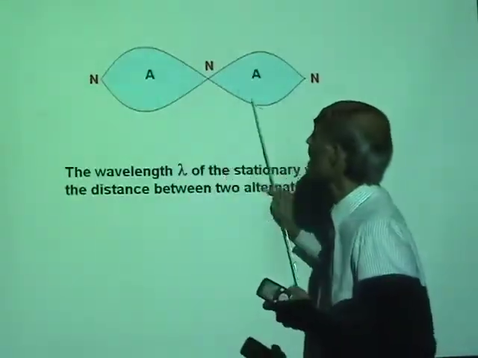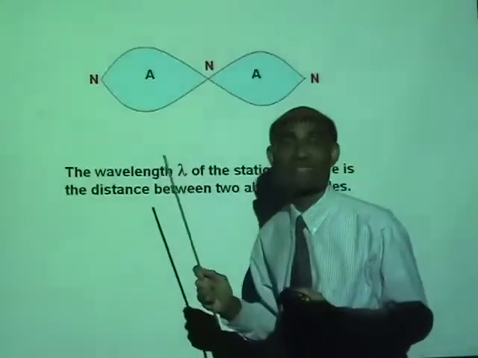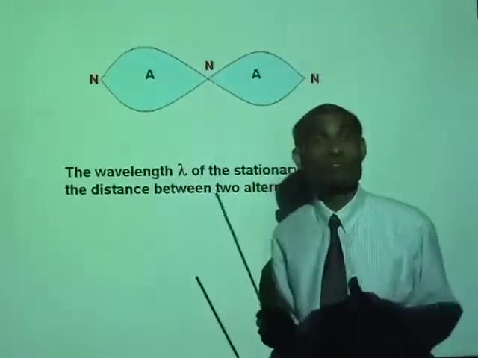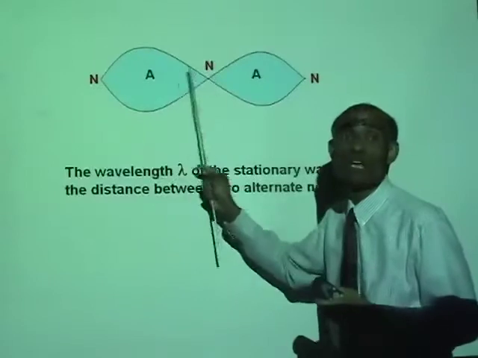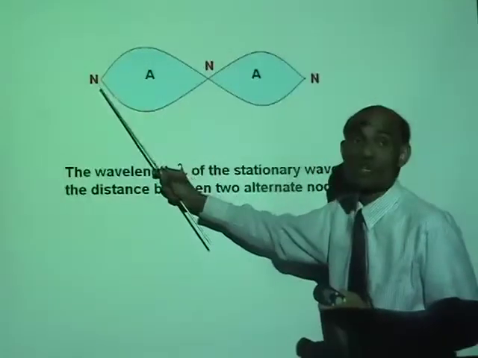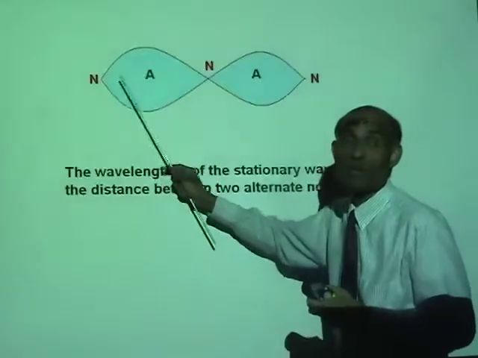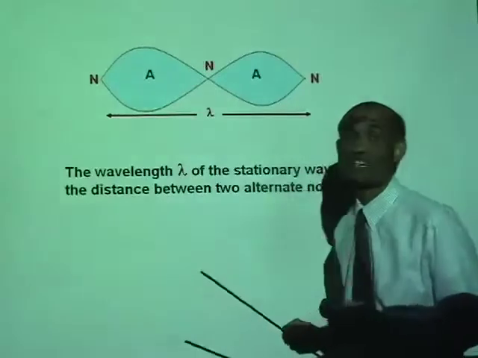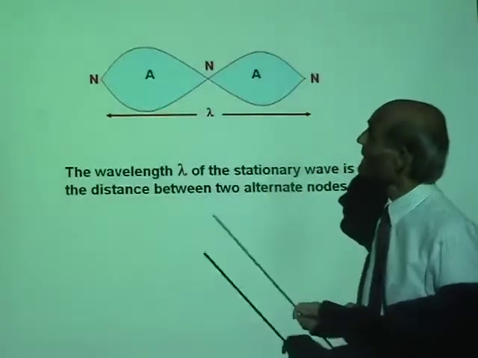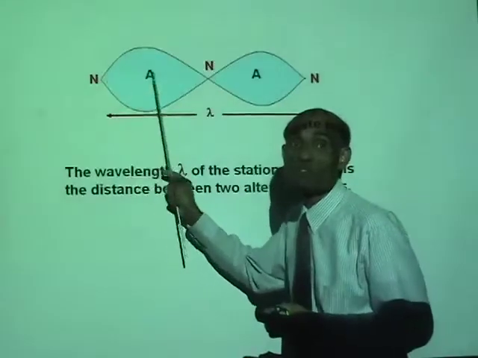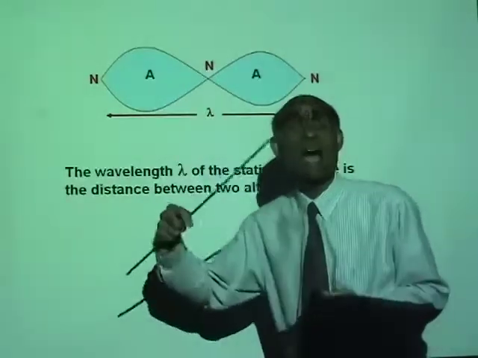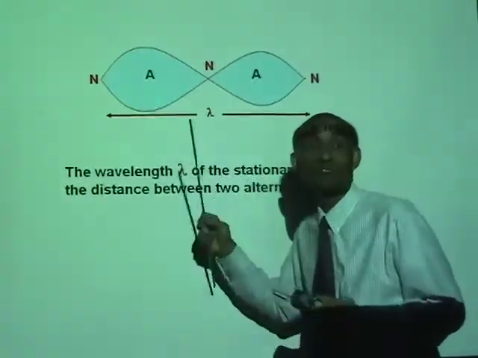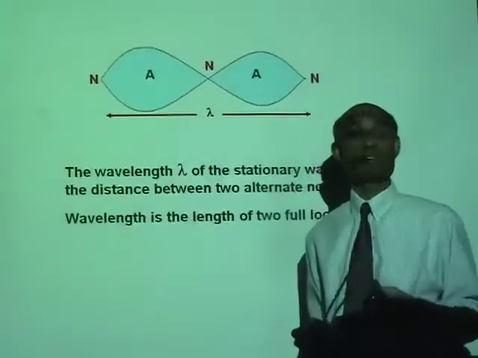So how many segments are here now? 2 segments. Now the wavelength of a stationary wave is the length of 2 segments. The distance between 2 alternate nodes, not the distance between 2 nearest nodes. The distance between 2 alternate nodes is the wavelength of a stationary wave. Alright. Now, therefore, the distance between 2 adjacent nodes will be half of a wavelength. The distance between 2 adjacent antinodes will also be half of a wavelength.